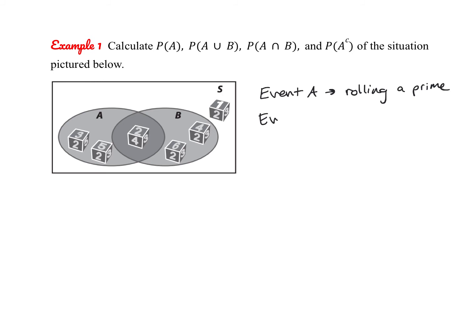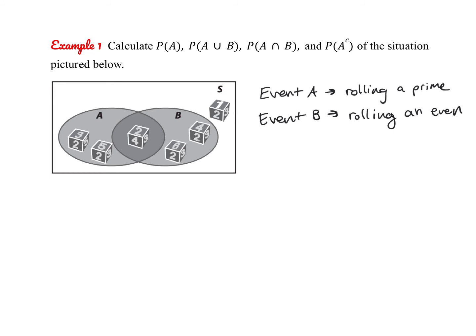And event B, if you look at the numbers included in event B, would be rolling an even number. And then you could see that 2 is in the intersection of sets A and B because 2 is both prime and even. And then if you look at our universal set or our sample space, it will also include 1, which is neither prime nor even, but it's still a possible outcome, so it's part of our sample space.